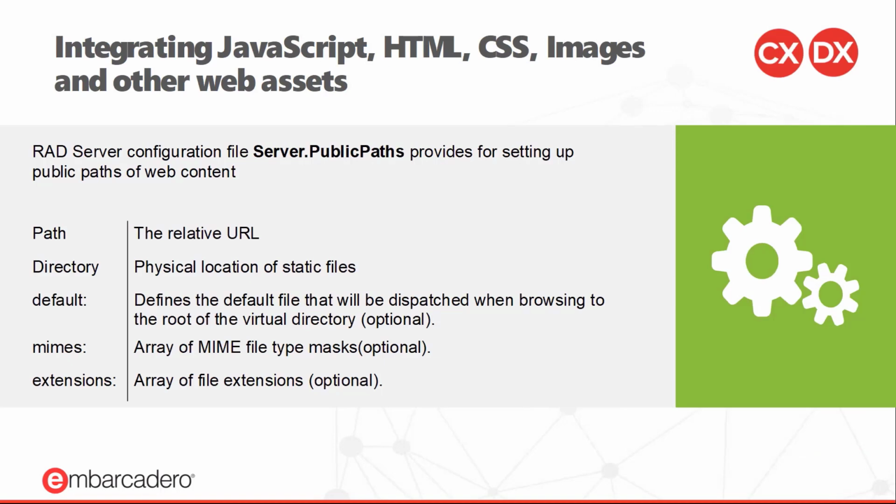RAD Server also provides integration with JavaScript, HTML, images, CSS, and other web assets in an application resource endpoints. The RAD Server configuration file has a section labeled Server Public Paths that contains information and samples for setting up public paths of web content that can include the relative URL path, the directory where the static files are, MIME types that are associated with file types, and any extensions that are available. Let's take a look at the configuration file section.